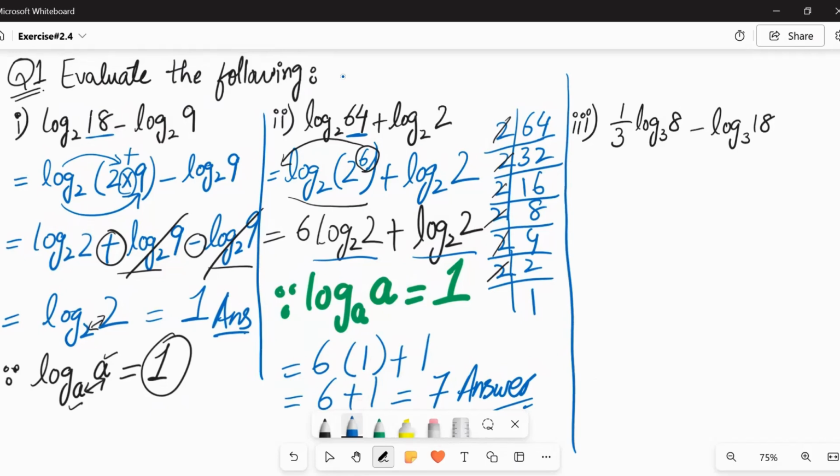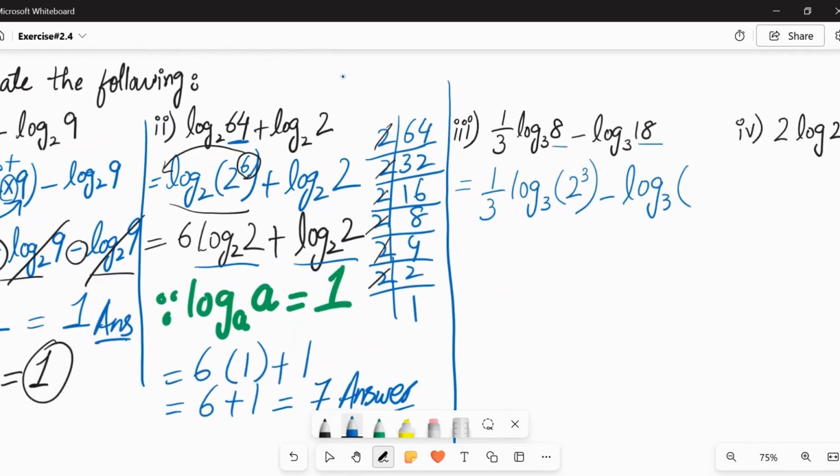First, we need to factorize these two terms. And how can we do it? I can write 8 as 2 power 3. And minus log, I can write 18 as 2 multiplied by 3 power 2. 3 power 2 is 9, and 9 2s are 18. So I can write 18 like this.